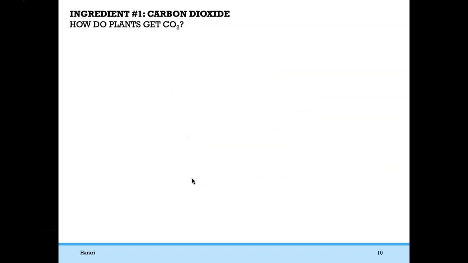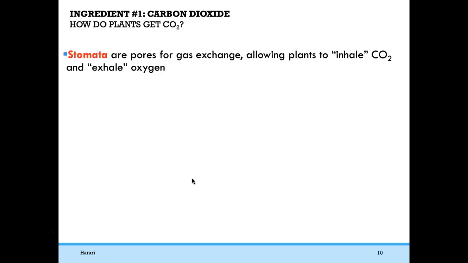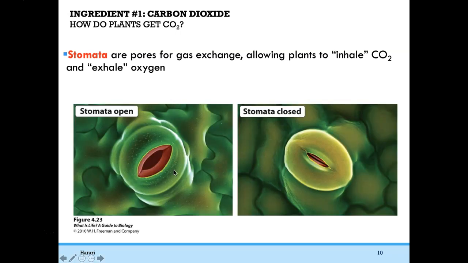So let's talk about the ingredients for photosynthesis. We said we need CO2, carbon dioxide. Well, how do plants get carbon dioxide? We have these special pores called stomata that allow plants to inhale CO2 from the environment. And when they make oxygen as a waste product, they can exhale that oxygen through these pores. Again, these are little openings on the undersides of leaves that can open up, allowing CO2 to go in, which is an ingredient for photosynthesis. And then oxygen can leave. That's the oxygen we eventually breathe. Stomata can open or close, depending on the conditions. When it's very hot and dry out, the stomata might be closed because you don't want to lose too much water. Stoma is a singular pore, where stomata is plural pores.